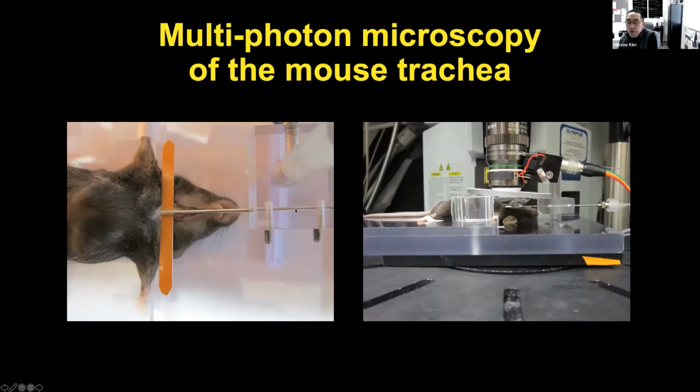So this is our mouse experimental setup. We can intubate the mouse through the trachea so that we can keep the mouse alive, and at the same time we can immobilize this live trachea so that we can image the host immune response, sometimes for 6 hours or 7 hours.